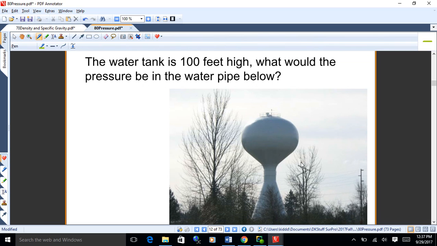This is a water tank in Salem. Actually, it's Kaiser, right up there. What's the pressure? If that thing's 100 feet high, it's just pretty straight up.